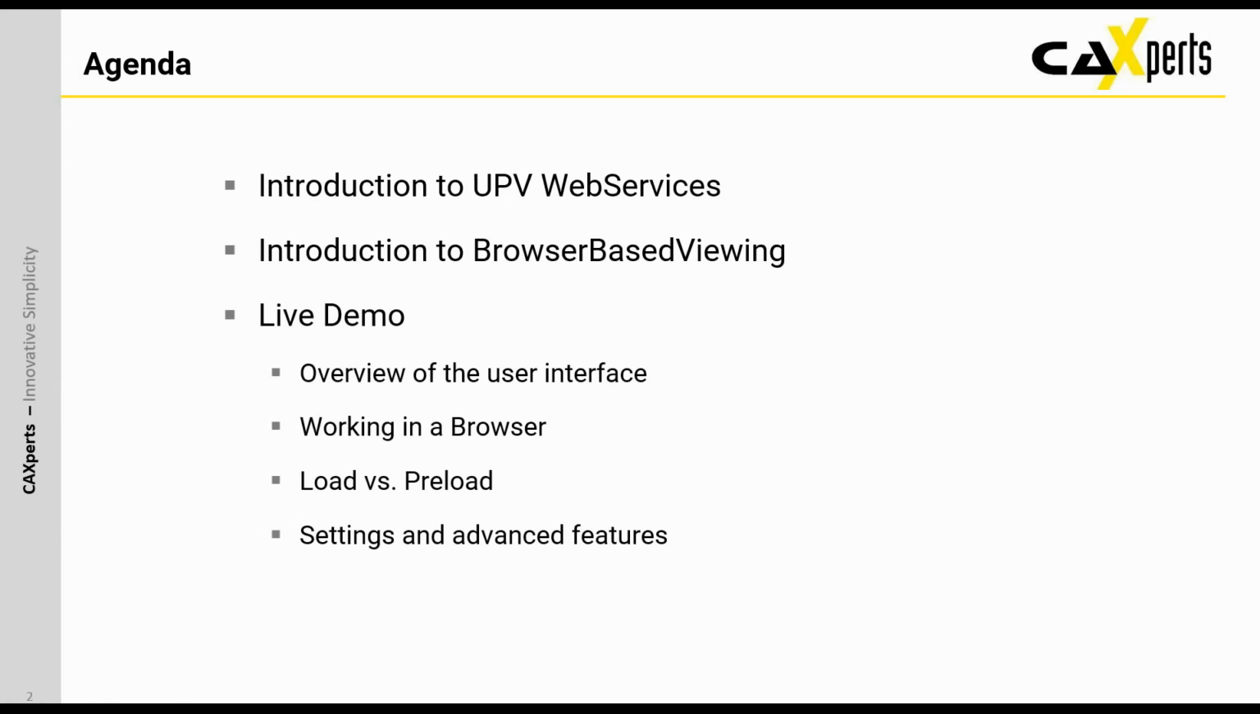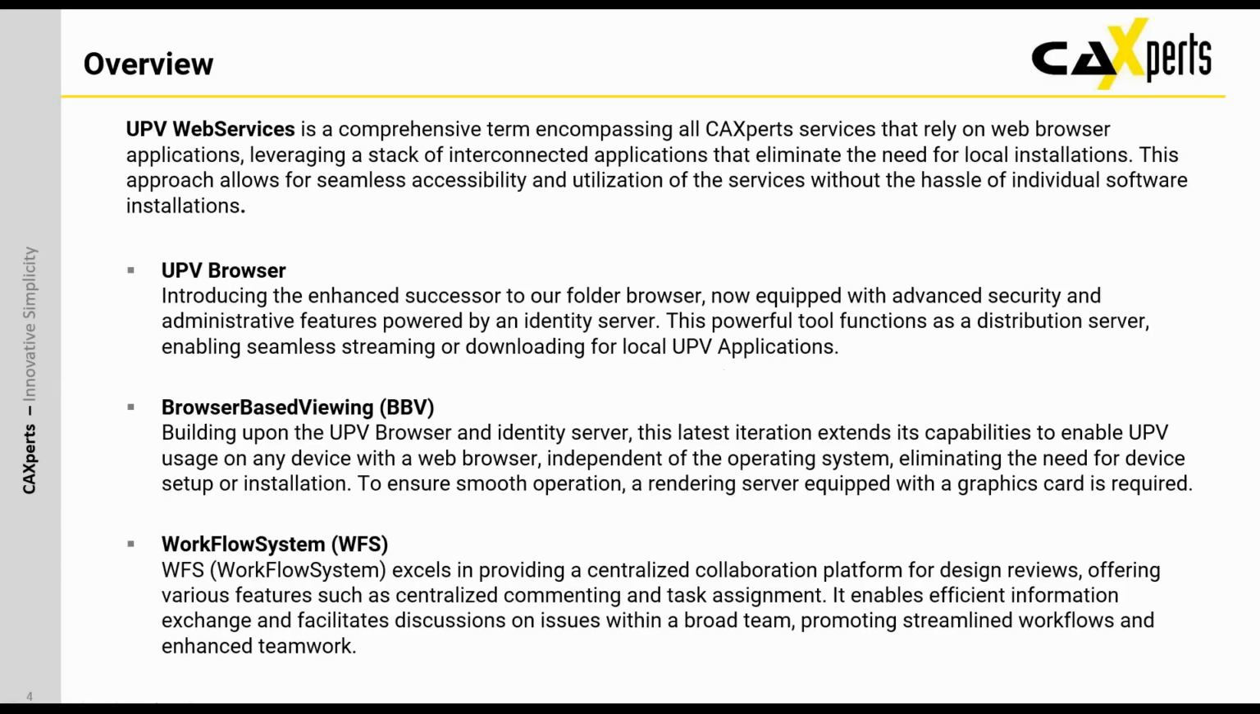So when we're talking about UPV Web Services, what is this? The UPV Web Service is a comprehensive term encompassing all CI Expert services that rely on web browser applications, leveraging a stack of interconnected applications that eliminate the need for local installations. What does this mean? Well, you don't need to install any of the software locally. It runs completely independent in a browser. This approach allows for seamless accessibility and utilization of the services without the hassle of individual software installations.